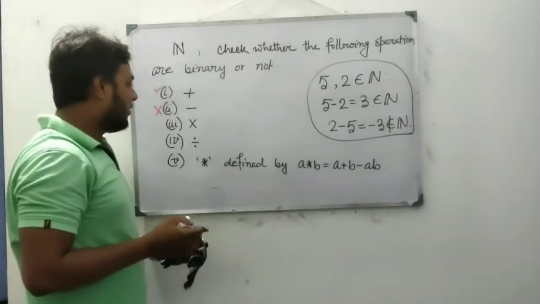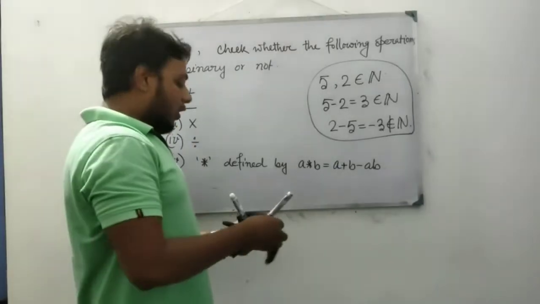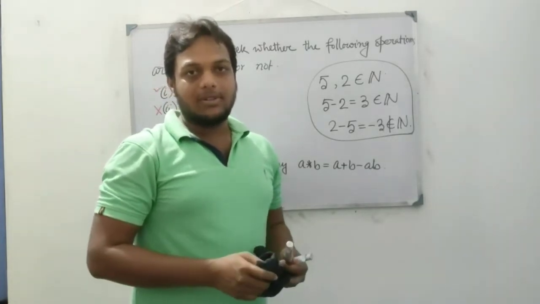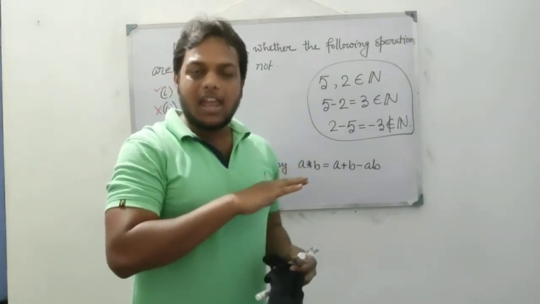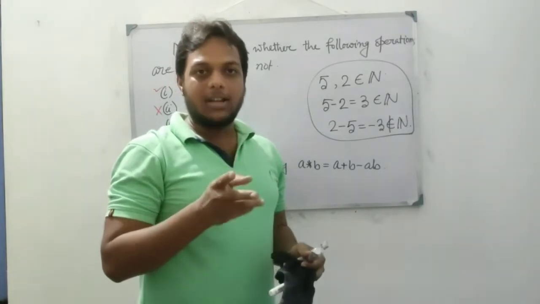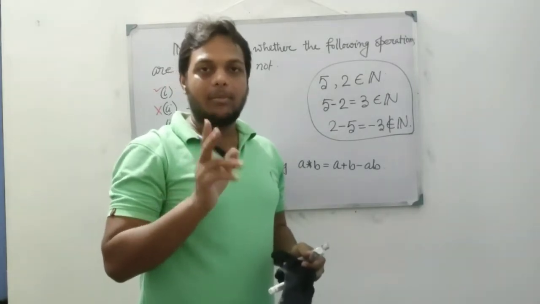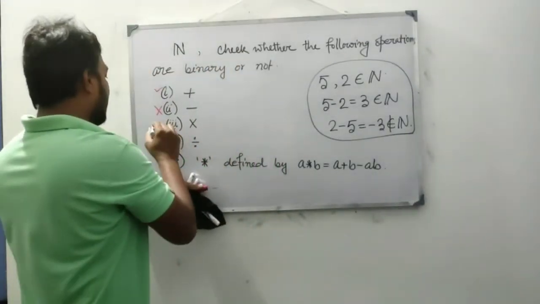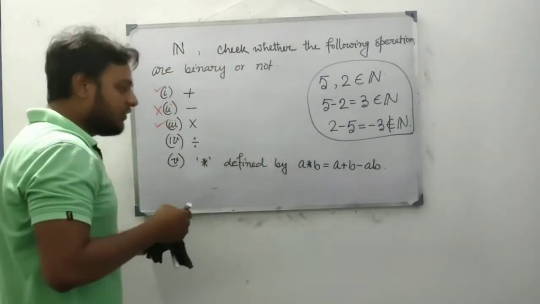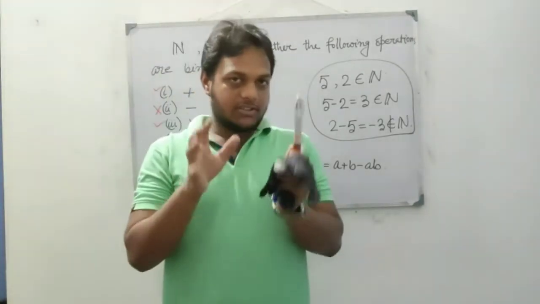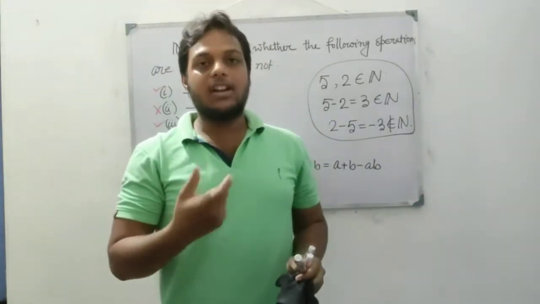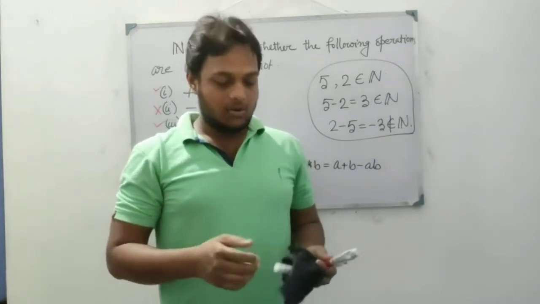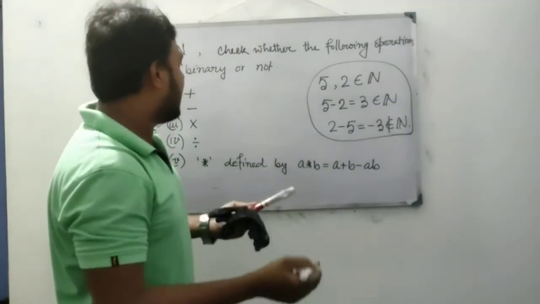Next, the third one, multiplication. Obviously the product of two natural numbers is always a natural number. You can choose any two natural numbers, and after multiplication the resulting number must be a natural number. So multiplication is also a binary operation. Now what about division? Are you sure that if you consider any two natural numbers and divide them you will get a natural number? No. How? Just see an example.